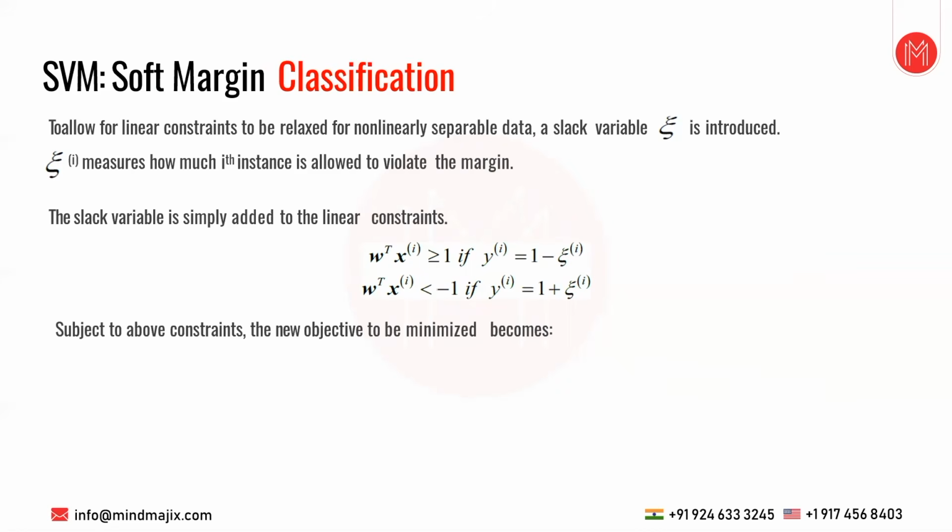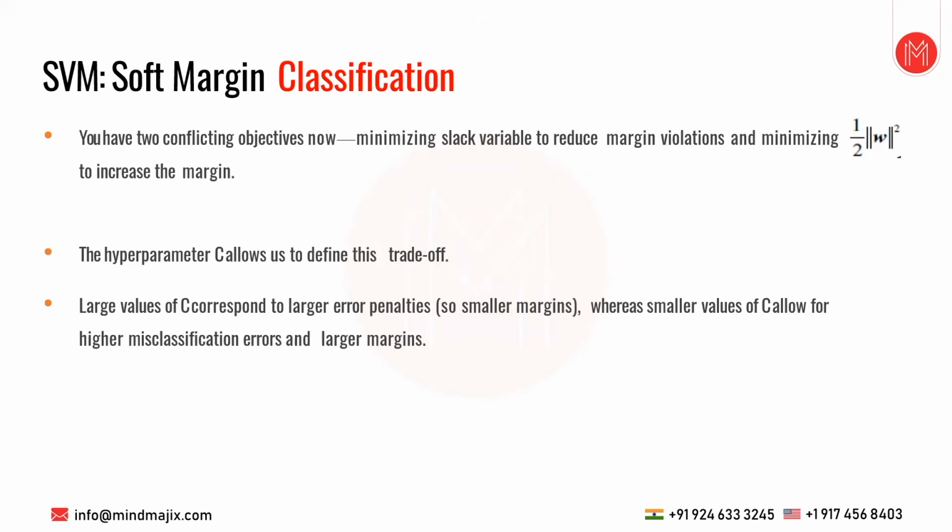Whenever there is a hard margin, that is okay, since the data looks linearly separable. But whenever we get some soft margin, where samples are near the hyperplane, we have to provide those samples with the slack variable. The slack variable is simply added to the linear constraint. After adding the slack variable, the vectors related to the hyperplane are handled, and subject to the above constraint, the new objective to be minimized becomes this. That's how soft margin classification works.